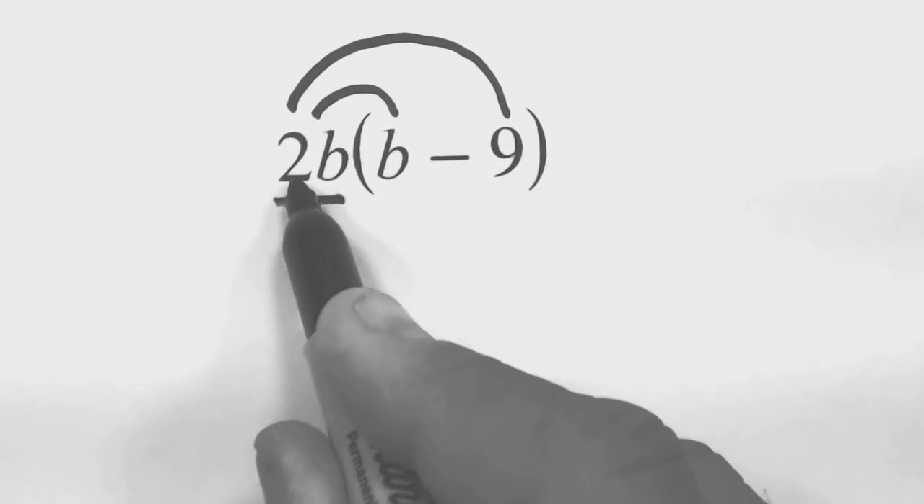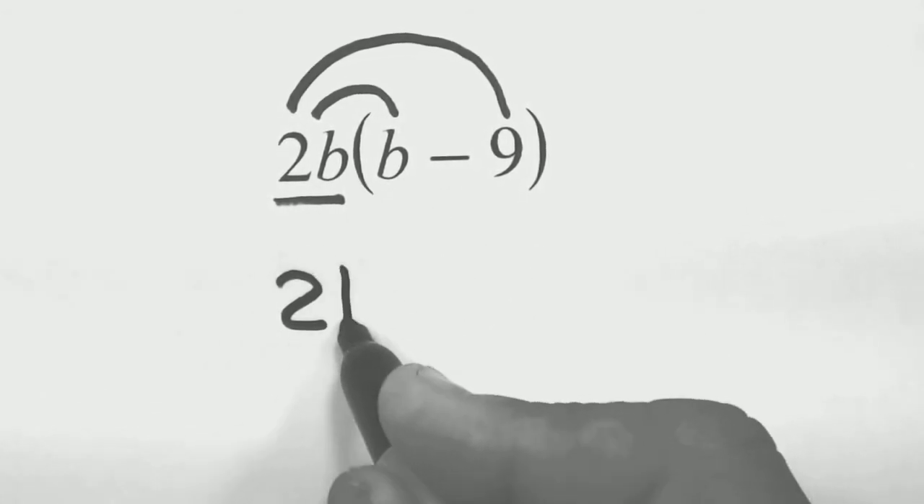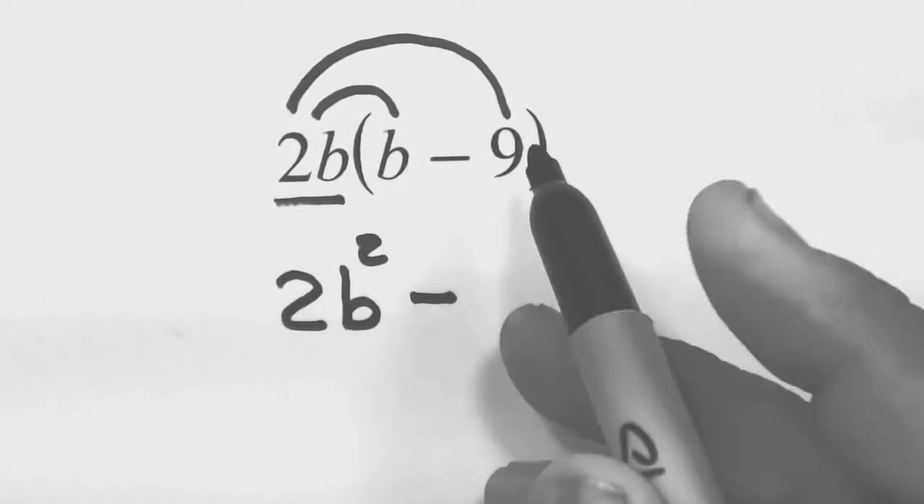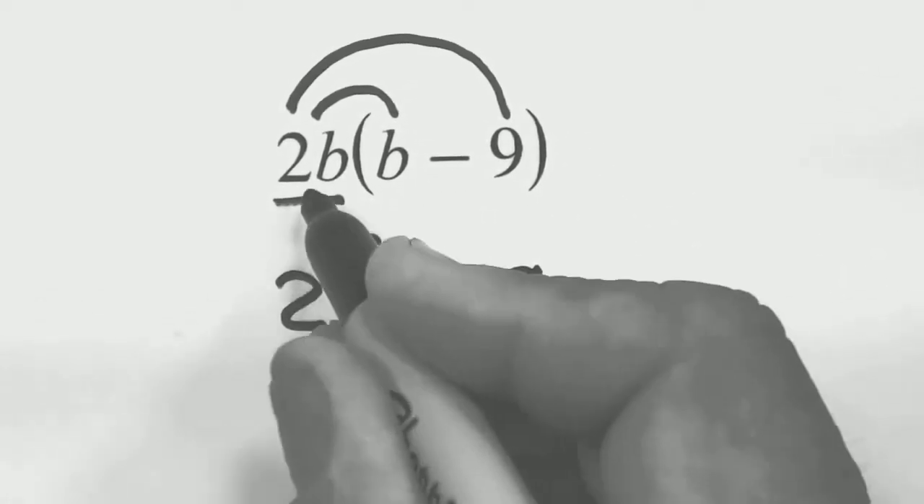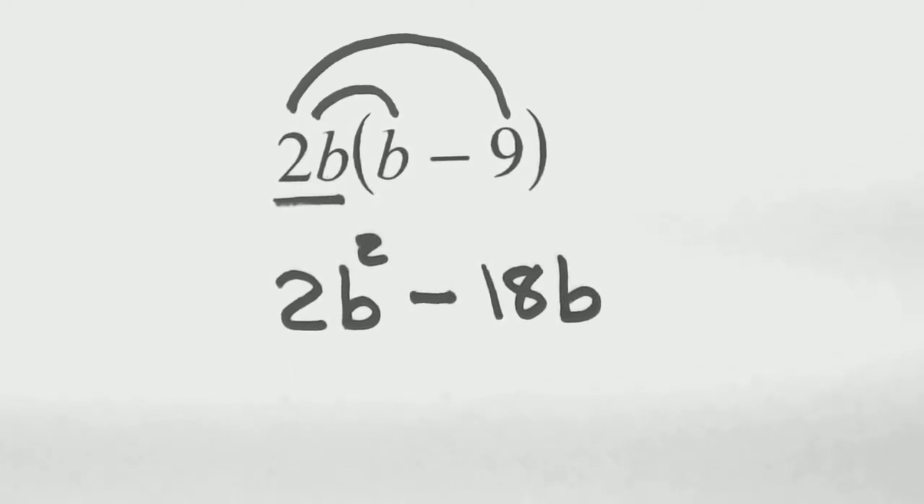Here we go. 2b times b, well, it's a 2, and b times b gives me b squared. Then we have a minus. 2 times 9 is 18, but don't forget there was a single b here. So 2b squared minus 18b.